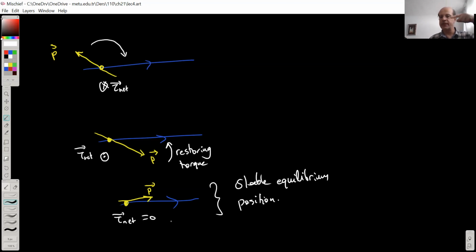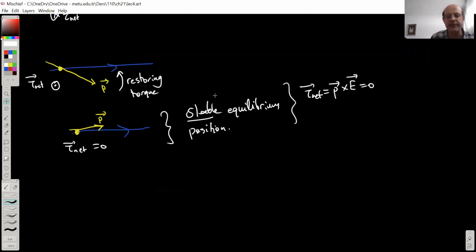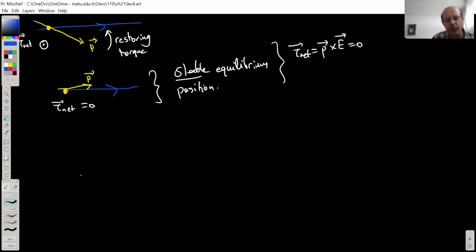It is stable because if this dipole moment is slightly oriented off from the orientation, then there will be a restoring torque that will bring the orientation back into the parallel position. So therefore, this is stable. Since the vectors are parallel to each other, the cross product of parallel vectors is always equal to 0. So the net torque is equal to 0 in here, but it's not only that, there's also stability in here.